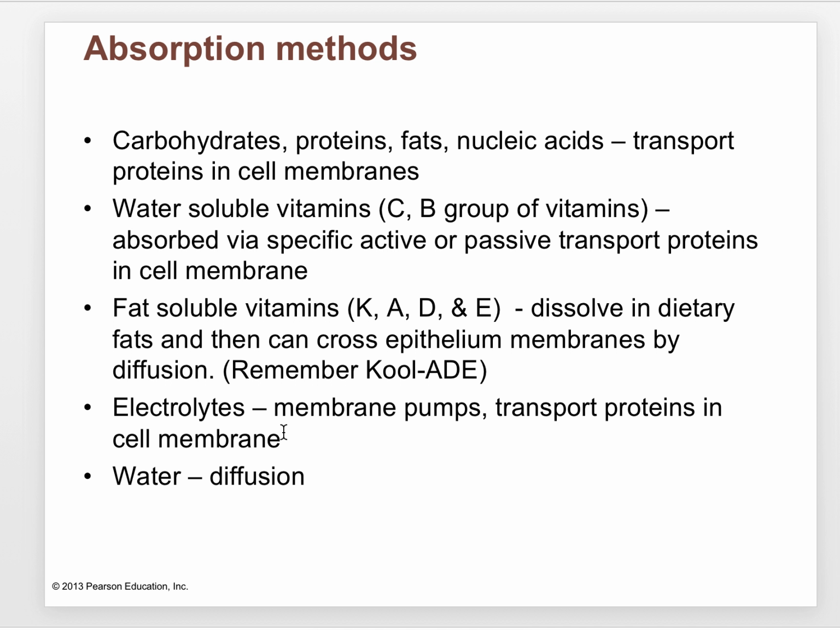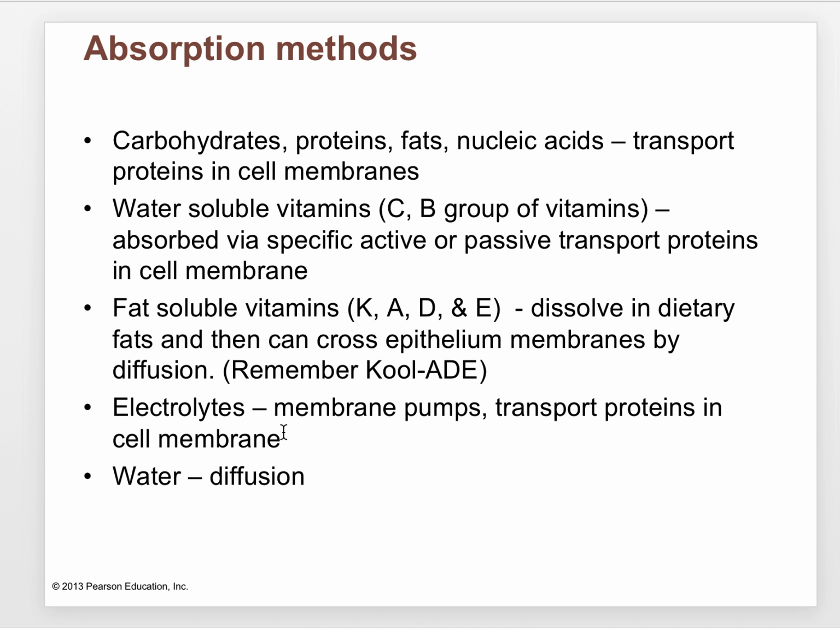Depending on the nutrient, the absorption is different for different nutrients. First of all, carbohydrates, proteins, fats, and nucleic acids use transport proteins in cell membranes. Remember, transport proteins are proteins that traverse the cell membrane, and we saw that when we looked at the muscle and nerve action potential, how ions will travel back and forth from the outside to inside the cell through these transport proteins. There's a group of vitamins, vitamin C and B vitamins, that are water soluble. They're also absorbed through active or passive transport proteins in cell membrane.